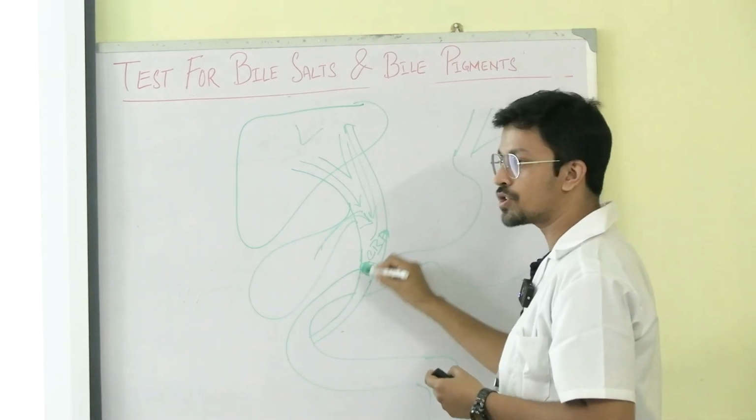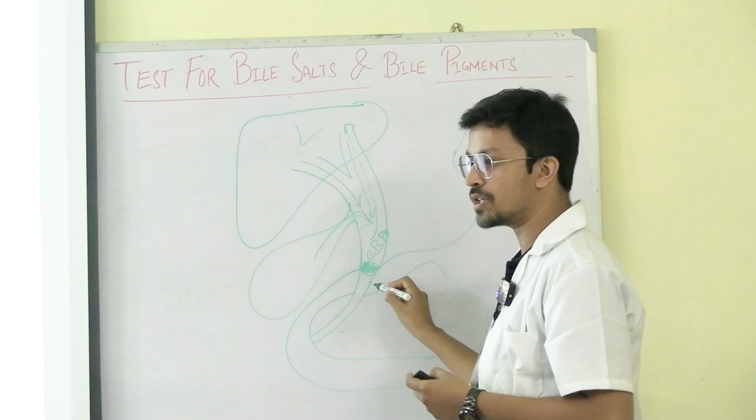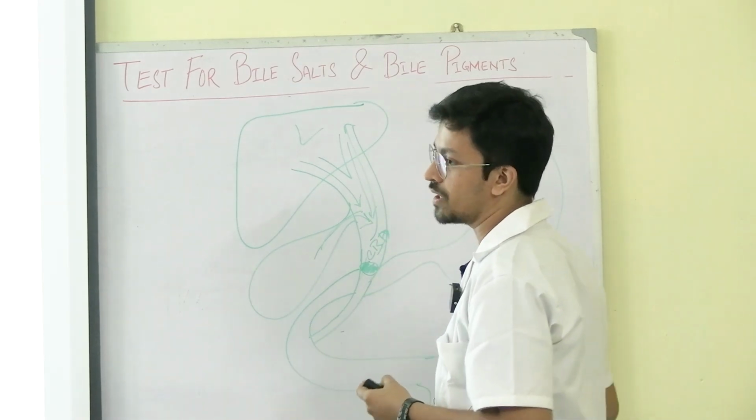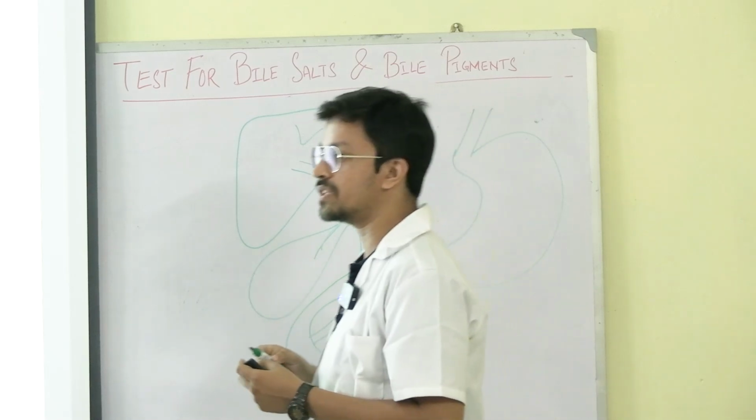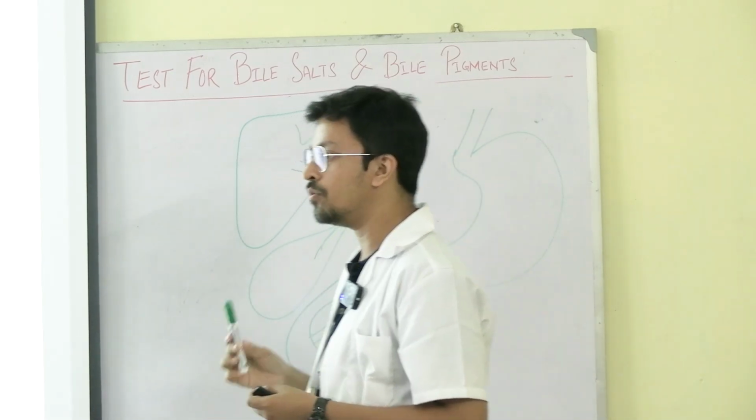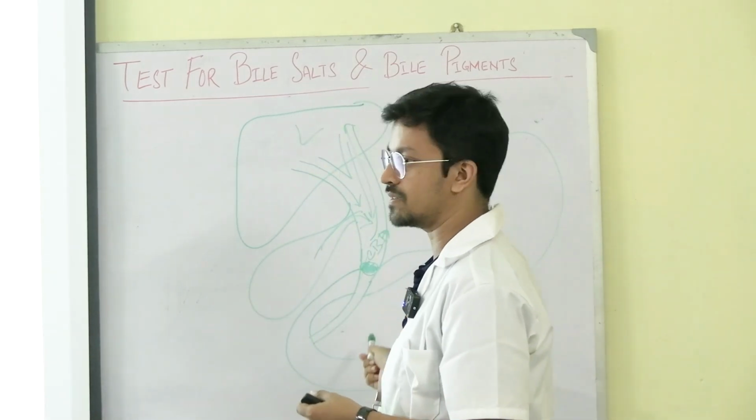Why? Because this portion is obstructed. If this portion is not obstructed, then bile salt will automatically come on its own path. So in case of obstructive jaundice, you will get more amount of bile salts in the urine. So if somebody is asking you why bile salts are more in urine, this is the reason.